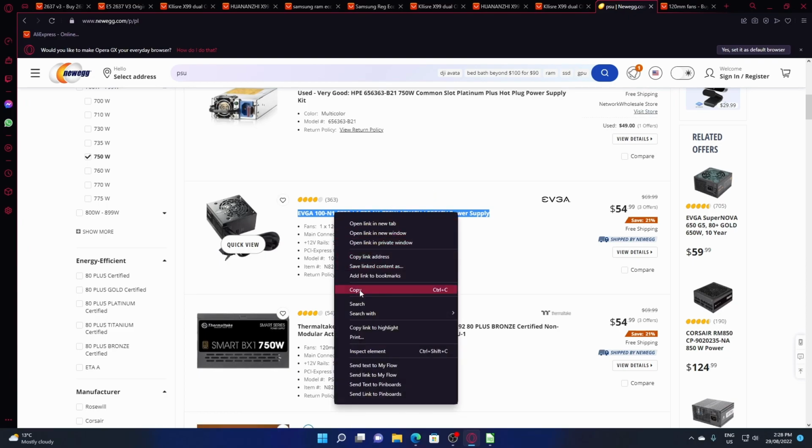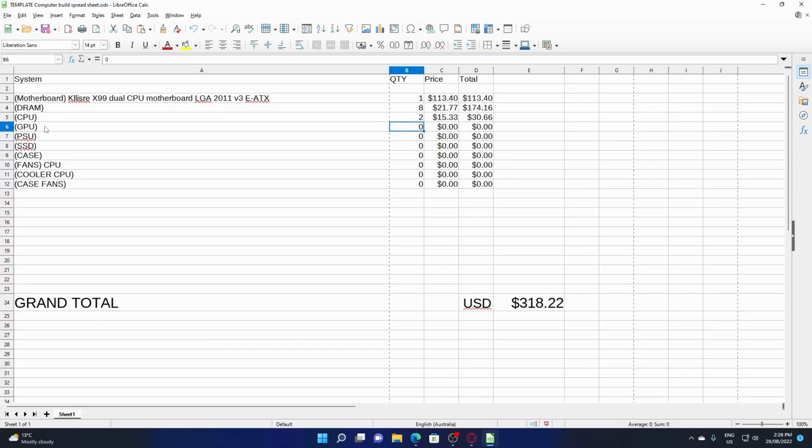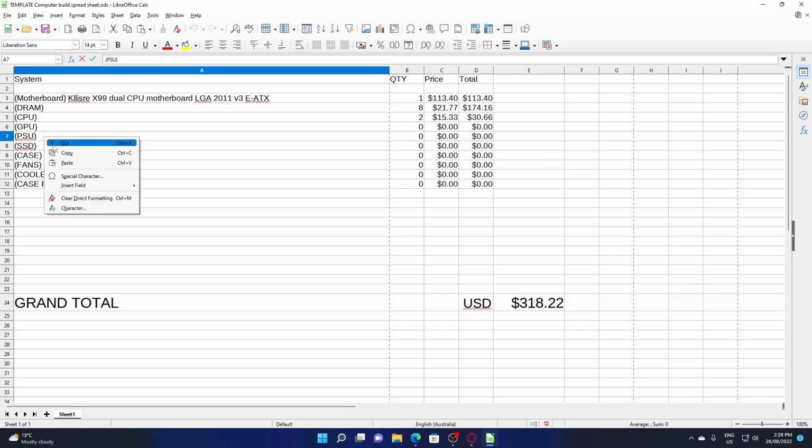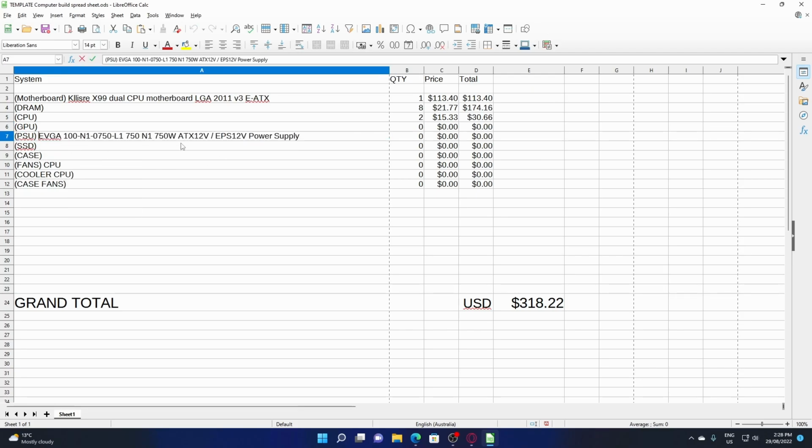So let's go to our little PSU. What was it? $54.95. Now we only go 191. Oof, yeah, man, every time. All right, let's get the graphics card out of the way.